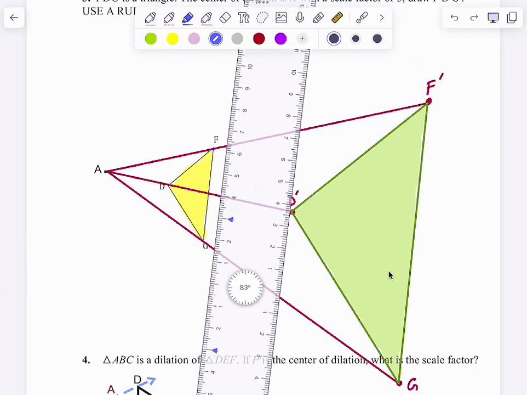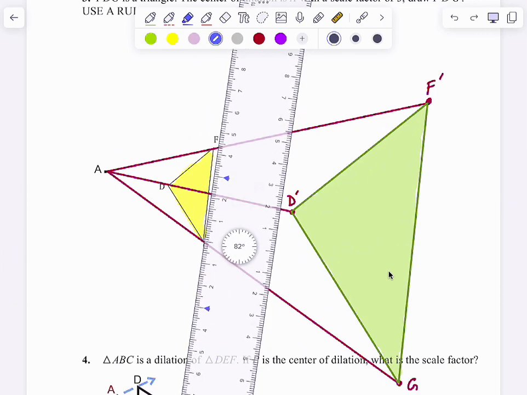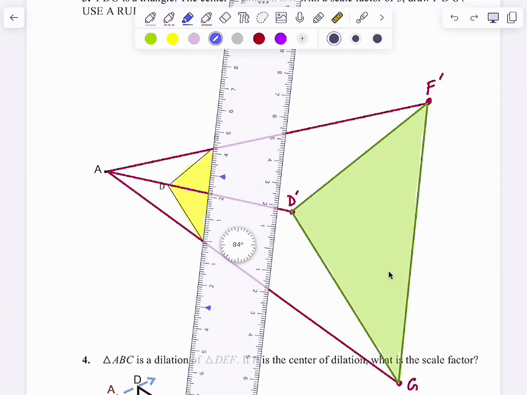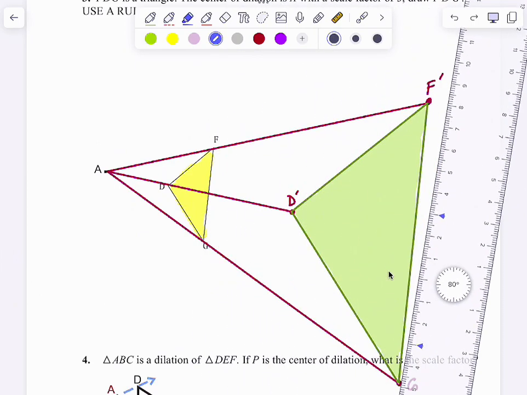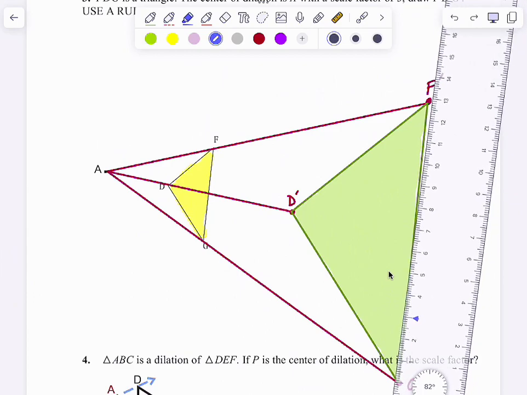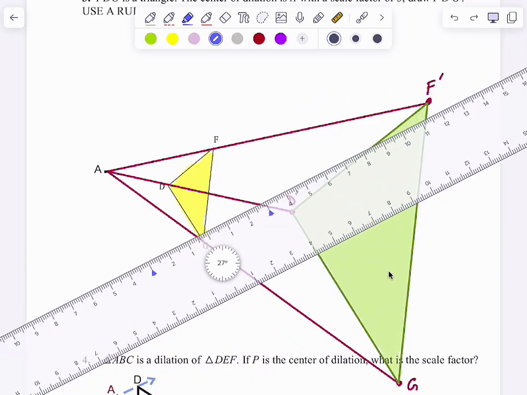Let's do this bigger one and see. Again, it's not going to be perfect because we used a ruler and we didn't use technology necessarily. This measurement is about 4.2, 4.3. And this one is, we'll call it 12.9. That would be 4.3 times 3, 12.9. So it's pretty close to being triple. Those all should be triple.